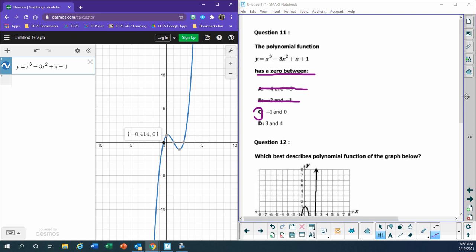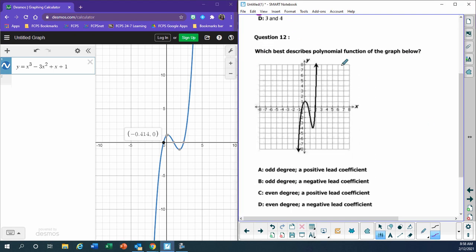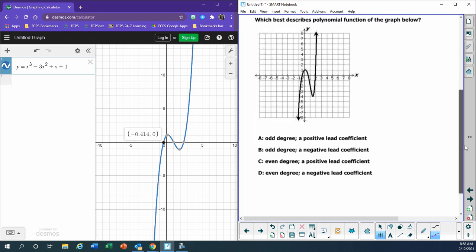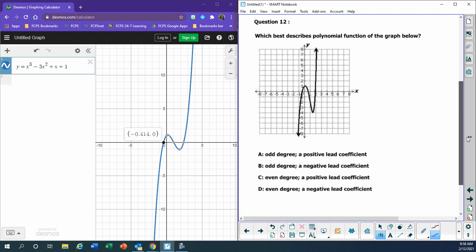Let's ask a little bit different. All right? Which best describes the polynomial function of the graph? Is it odd degree, positive leading coefficient, or what? So first thing you do is count how many turns it has. It has 1, 2 turns. So it has one more, so it's going to be an odd degree, definitely. Is it going down or is it going up? Since it's going up, it's a positive leading coefficient. Right? So it's going to be A.